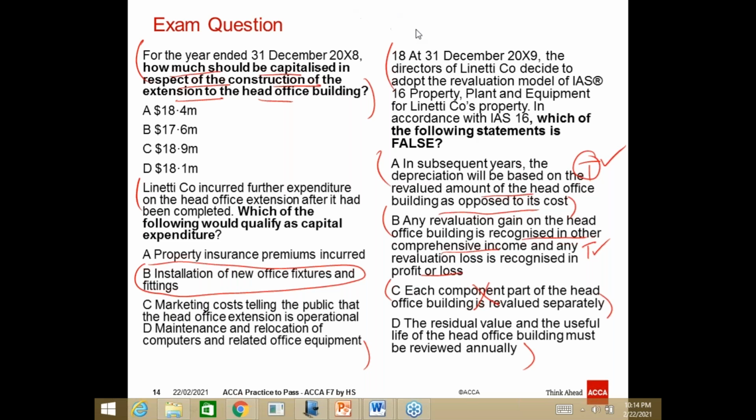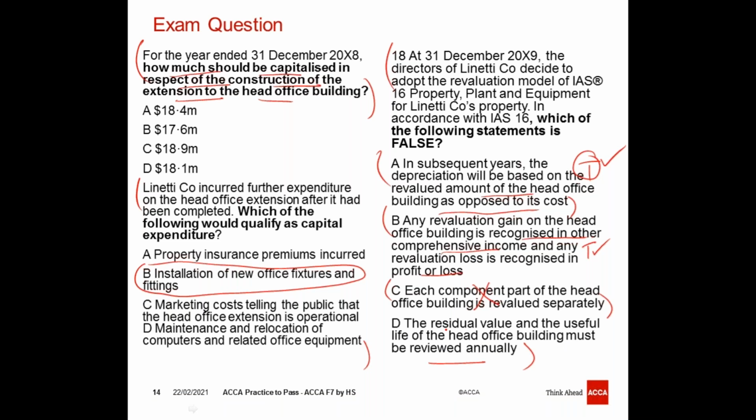The next one is the residual value and the remaining useful life of the head office must be reviewed annually. Yeah, this point is actually connected with IS 8, which says that all accounting estimates should be reviewed annually, and if there is a change, then it should be dealt with prospectively.